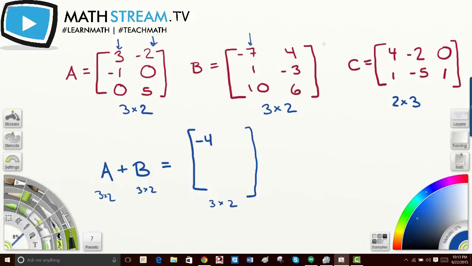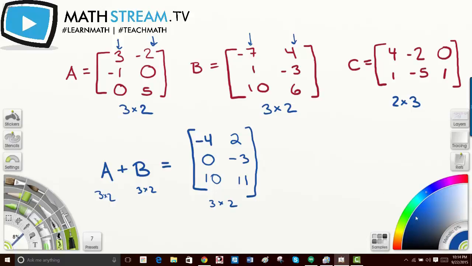So -2 and 4, we add those together and get 2. Then we go to the 2, 1 position. -1 and 1 makes 0. 2, 2 position, 0 and -3 makes -3. 3, 1 position, 0 plus 10 is 10. And 3, 2 position is 5 plus 6 is 11. And that's it. That's all it takes to add matrices.